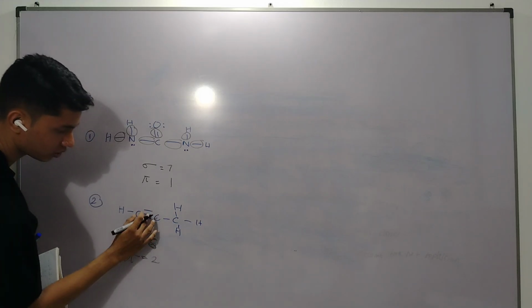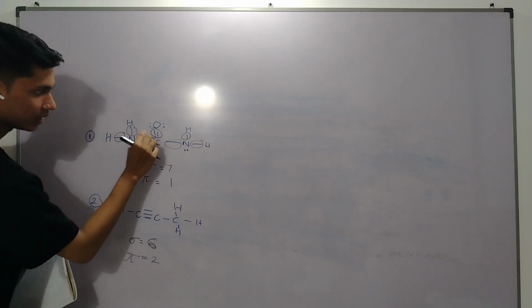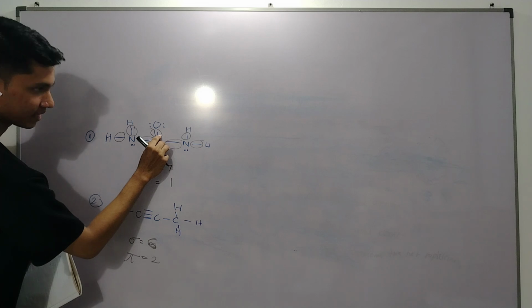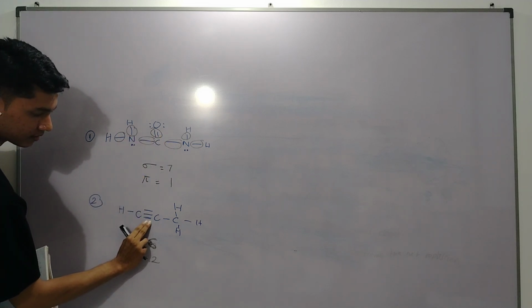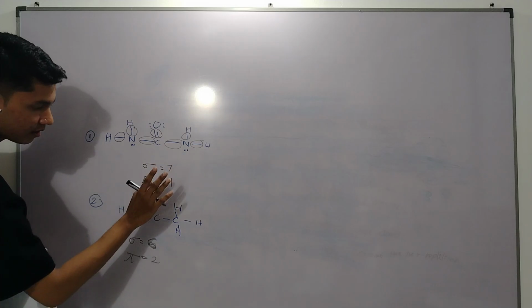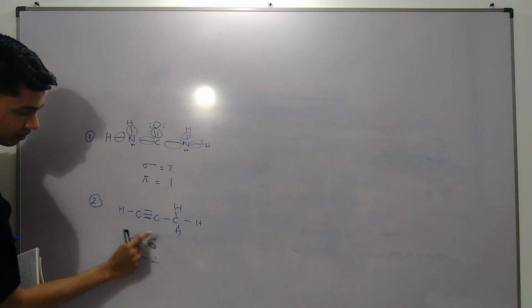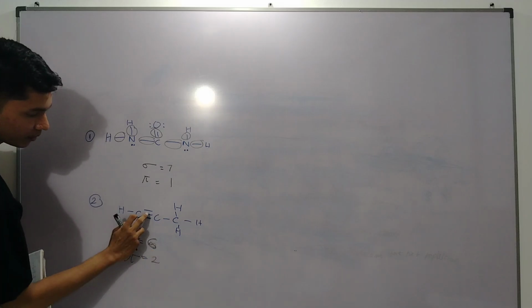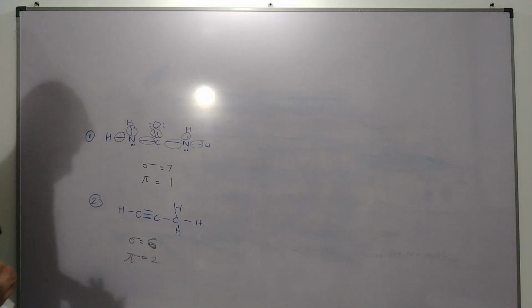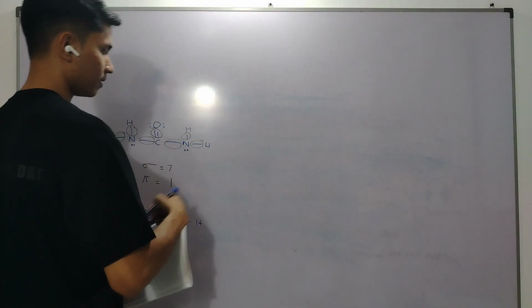So I told you, when there is a double bond, the first bond is sigma, the second bond is pi. When there is a triple bond, the first bond is sigma, the other ones are pi. So how many sigma bonds? 1, 2, 3, 4, 5, 6. How many pi bonds? 2. Okay. The third example.